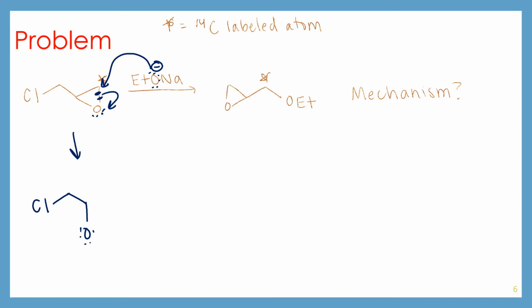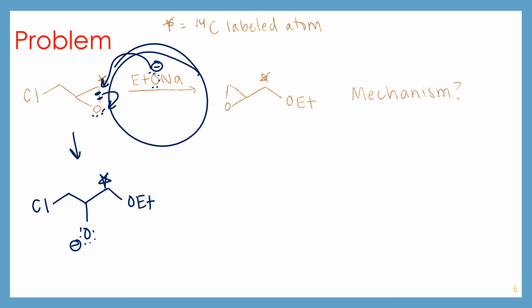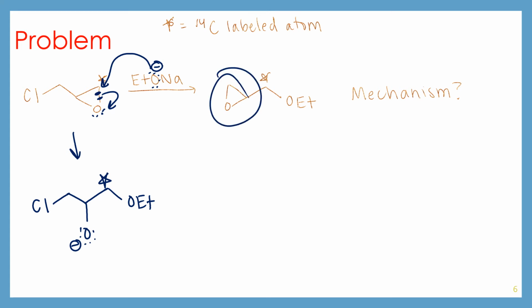So we have an oxygen with a negative charge. We have our carbon-14 labeled atom, and we have our ethoxy group. So now at this point, there is no source of protons. Notice nothing has been indicated. So what must be happening here in order to reform the epoxide and get rid of the chlorine is that the oxygen comes along and kicks out chloride, reforming the epoxide.